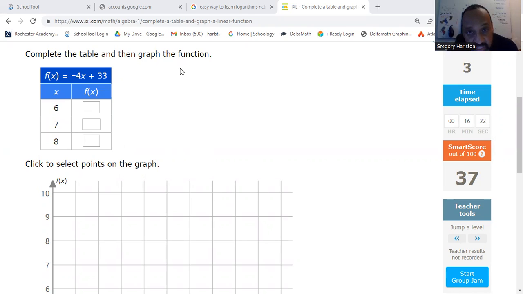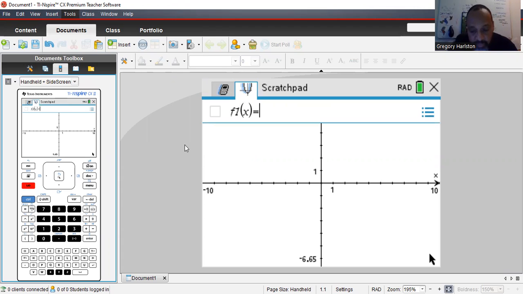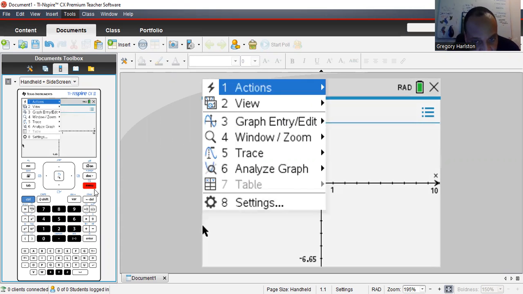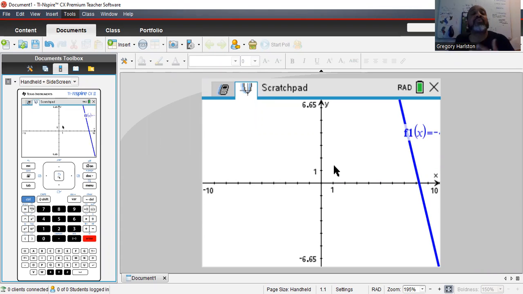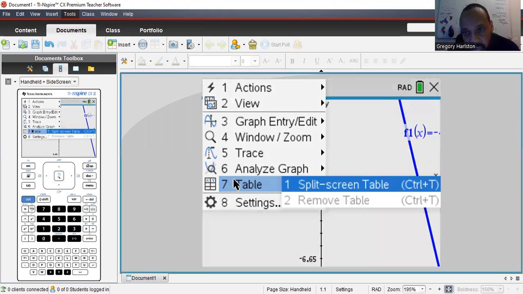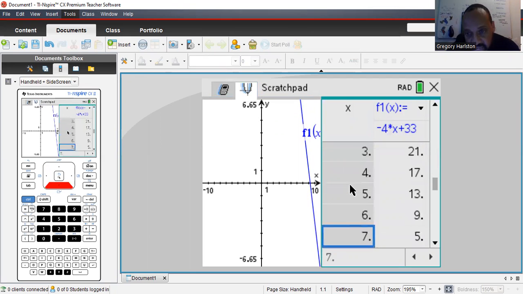So I'm going to use my calculator. I'm going to put in negative 4x plus 33, and then I press enter. And then that's the graph. I don't really care what the graph looks like. I want the table. So I go to menu, I go to table, and I want the inputs 6, 7, and 8. So here is 6, 7, and 8.